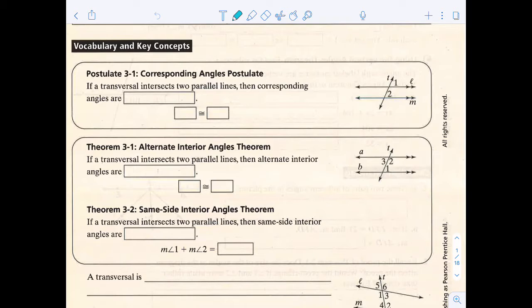This says if a transversal intersects two parallel lines, so over here on the right we've got these two parallel lines, and this is our transversal that intersects them, then corresponding angles are congruent. Now, I think of corresponding angles as being in the same location. So angle 1 is in the top right corner of the first intersection. Angle 2 is in the top right corner of the second intersection. So those two are corresponding angles and they are congruent.